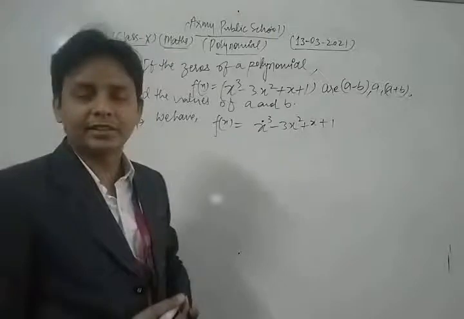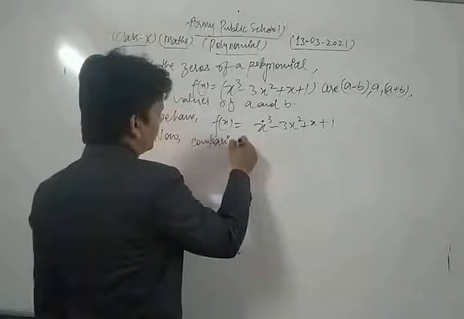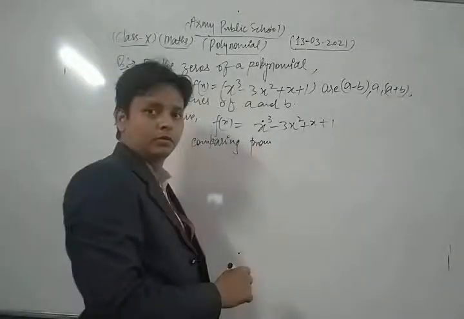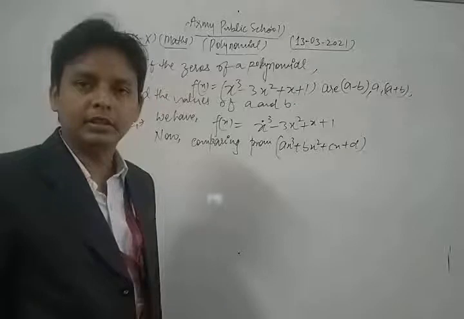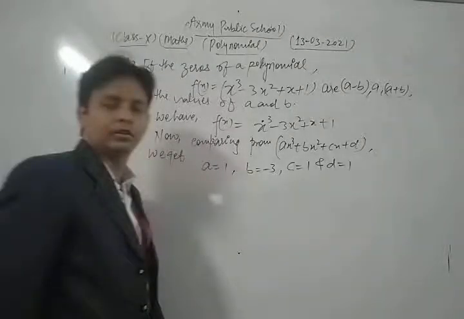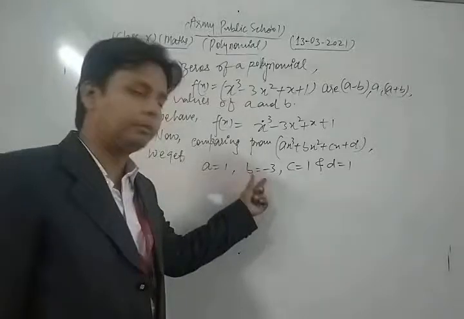Comparing with ax cube plus bx square plus cx plus d, we get: a is the coefficient of x cube, which is 1. b is the coefficient of x square, which is minus 3. c, the coefficient of x, is 1, and the value of d is 1. So in this way, the values of a, b, c and d are 1, minus 3, 1 and 1.